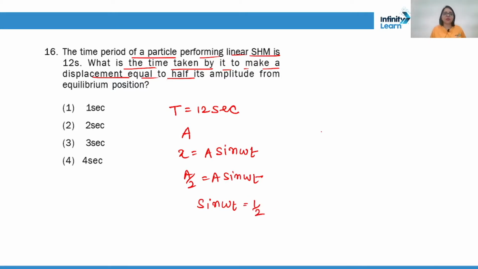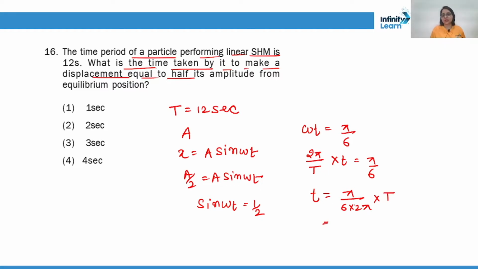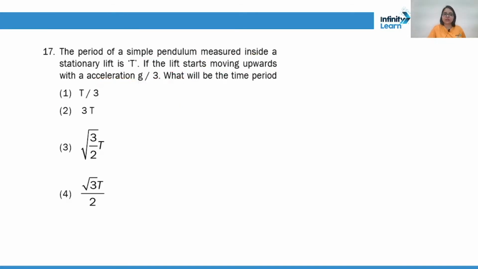Sine is 1 by 2 when the angle is pi by 6, or 30 degrees. That means omega t should be pi by 6. Omega can be written as 2 pi divided by time period, into t is equal to pi by 6. So t will be pi upon 6 into capital T upon 2 pi. Capital T is the time period, which is 12 seconds. So this will be pi upon 12 pi into 12, and it will be 1 second. So the time taken by this particle to complete a displacement equal to half of its amplitude from the mean position is 1 second. Question number 17.